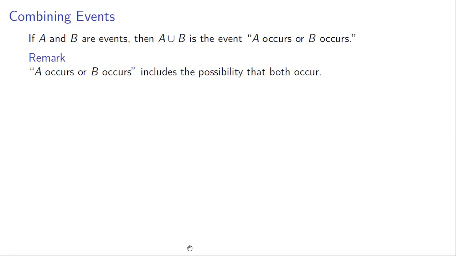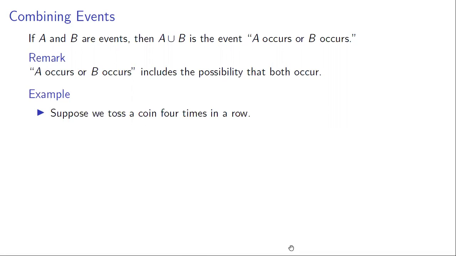Now here's a very important remark. When I say that A occurs or B occurs, that "or" includes the possibility that both occur. If both occur, that still falls under the category of A occurs or B occurs, because the "or" is, you might have heard this word, inclusive. It includes even the possibility where both occur. We'll talk more about this when we learn about logic.